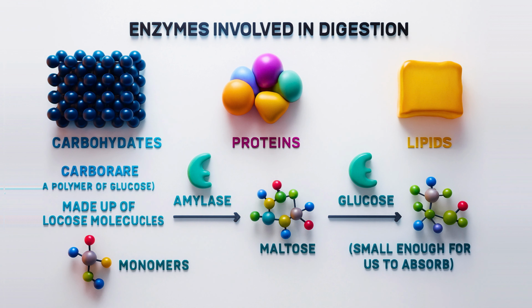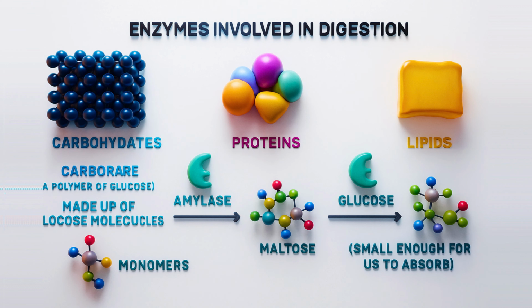Starting with carbohydrates, the majority of these in our diet come from starchy foods like bread, rice, pasta, and potatoes. Starch itself is a polymer made up of many glucose molecules joined together in long chains, and each individual glucose molecule is known as a monomer. In order to digest starch, the body uses an enzyme called amylase, which breaks the starch down into a simpler sugar called maltose. Maltose is made of just two glucose units bonded together.